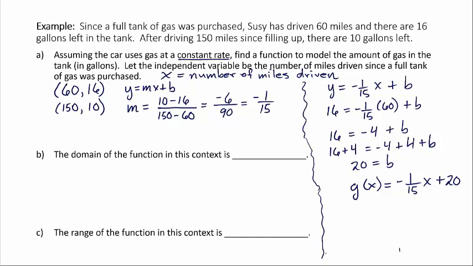Yeah? So our next task is to find the domain of the function in this context. If you just look at the function itself, g of x is equal to negative 1 over 15x plus 20, you would say, well, it's linear and there's nothing limiting about it, right? Every x value we put in there would get an output value in return. Now the question is, can we put any x value in there? Like if we drive 600 miles, is there going to be any gas left in the tank? Will we even be able to drive that far? So that's the kind of question that comes into play when we're asking ourselves, well, what's the context of this?